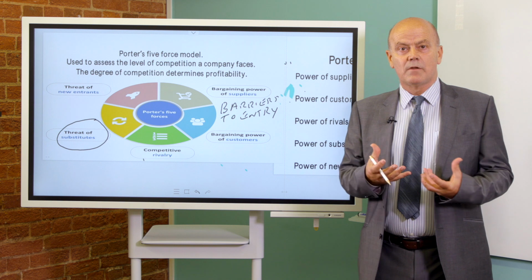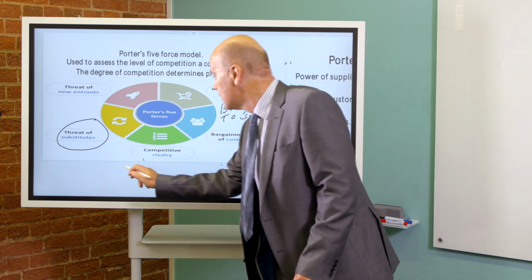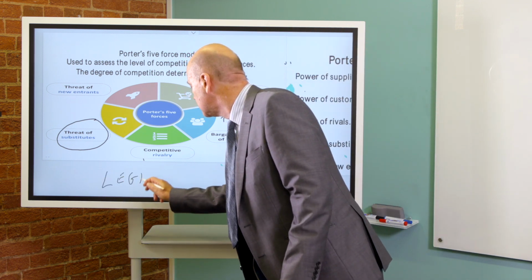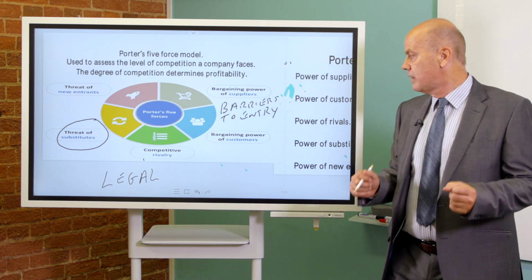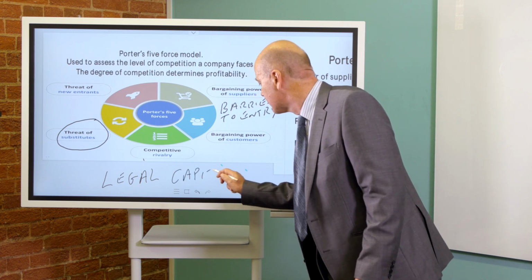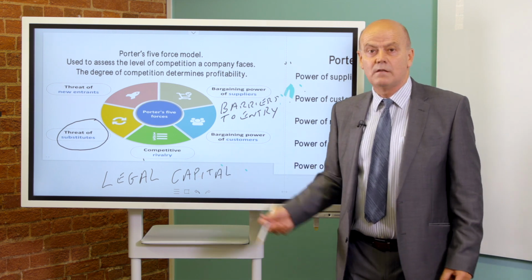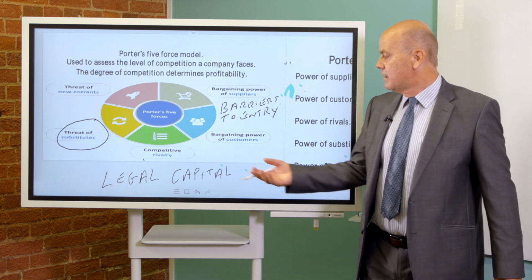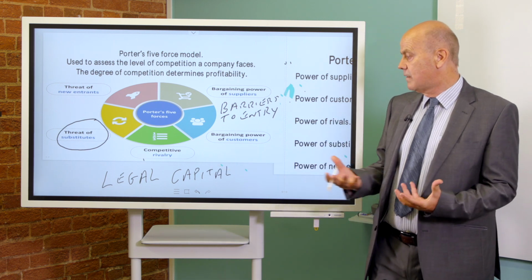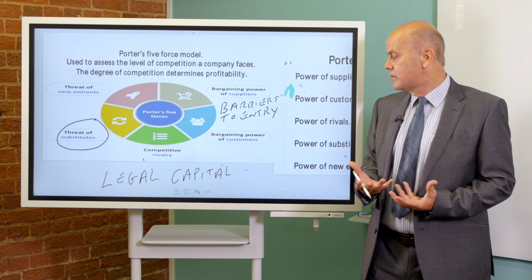Well, we could have, for example, a legal barrier. That would be something like a patent if we're running a drugs company. So that would be a useful barrier. We could have a barrier for capital. For example, it's very difficult to set up a bank because you need a lot of capital to set up a bank. I couldn't set up a bank tomorrow because I don't have that amount of money. You need to be very well off financially to be able to do something like that. So that would be a very strong barrier for some industries.